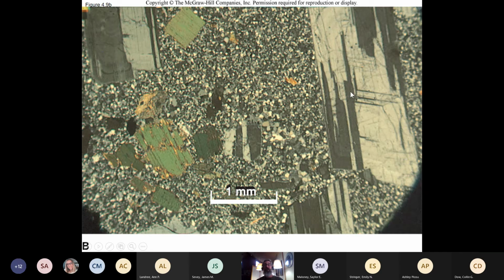So this is what porphyritic texture would look like. A few large grains in an aphanitic groundmass. As far as how a rock like this would form, how do we get that? It's two-stage cooling, and we'll talk more about that next week when we get into our igneous rock lab.